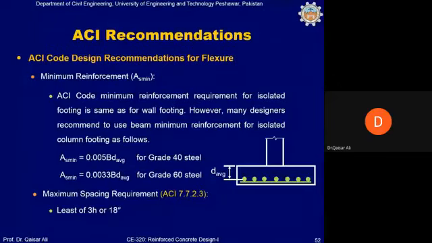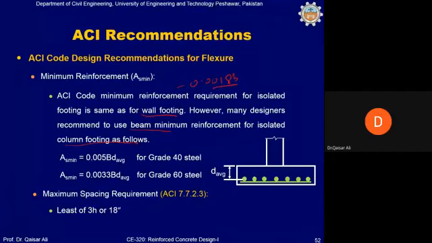The ACI code recommendation. The ACI code minimum reinforcement requirement for an isolated column footing is the same as for wall footing, which means it is 0.0018. However, many designers, including myself, recommend using beam minimum reinforcement for isolated column footing, as follows.